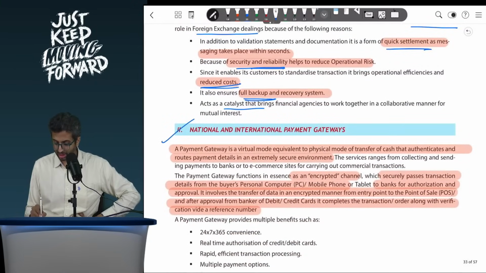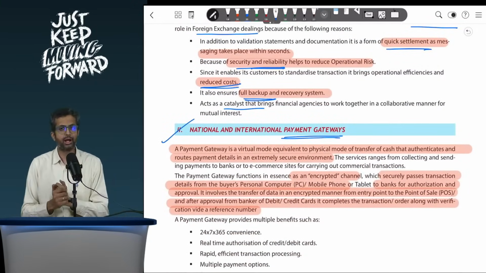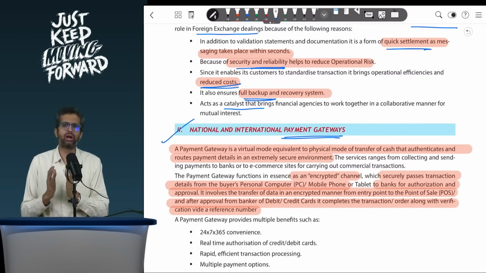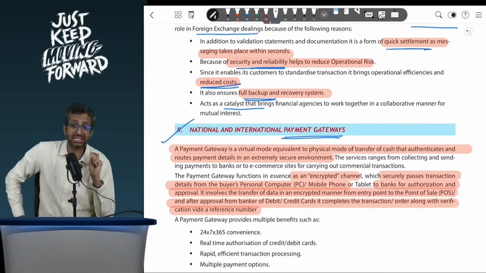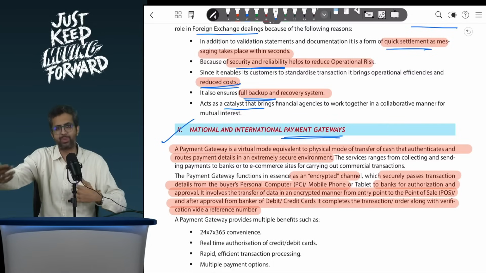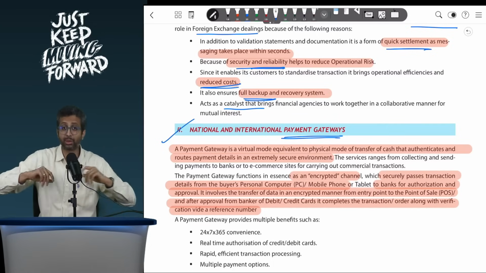Then we have national and international payment gateways. Payment gateways can be someone like GPay, or even Razorpay, etc. These are payment gateways which help in a transaction. So basically this acts as an encrypted medium between the person who is paying and the point of sale, that is the person who is receiving.